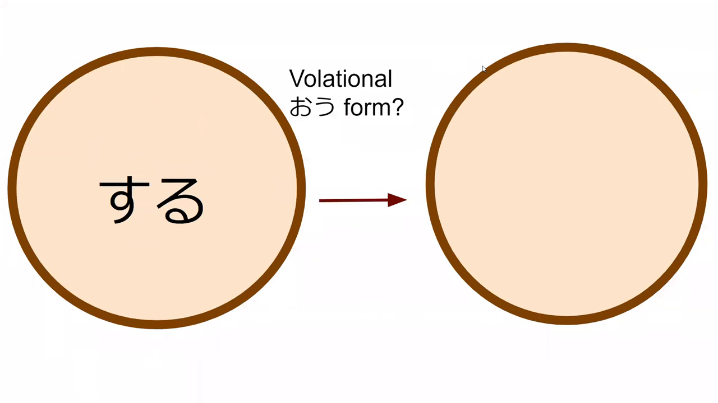Okay. Do you happen to know what the volitional form of suru is? The volitional form of suru is shiyo. Yes, shiyo. Let's do it. What does kongo mean? From here on out. Perfect.